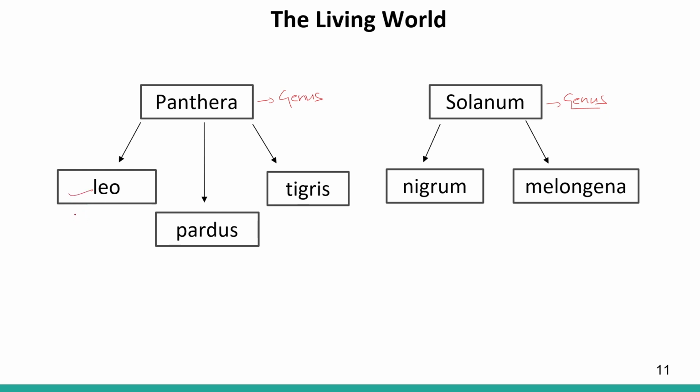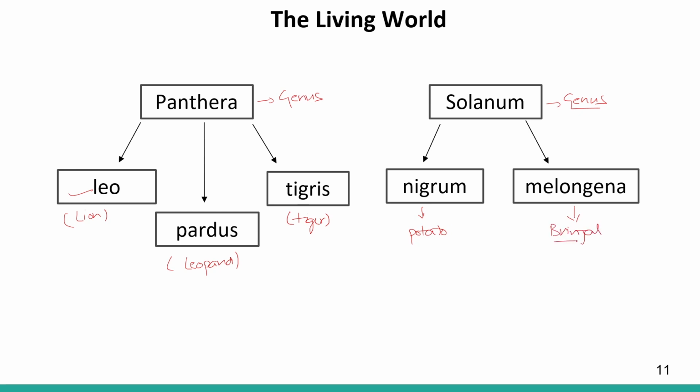What is leo? Lion. Then it can have specific epithet pardus, which is leopard. And then we have tigris, which is tiger. Similarly, Solanum genus can have specific epithet nigrum. Solanum nigrum is potato. Or it can have specific epithet melongena, and then it becomes brinjal.